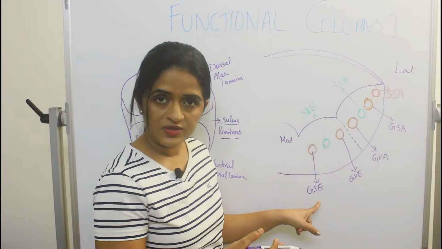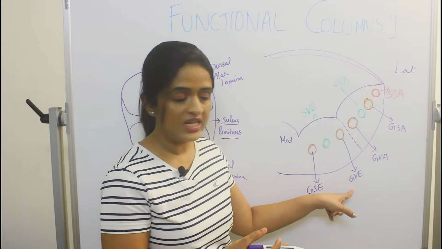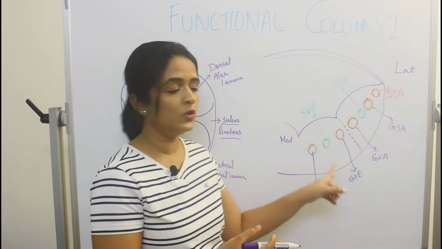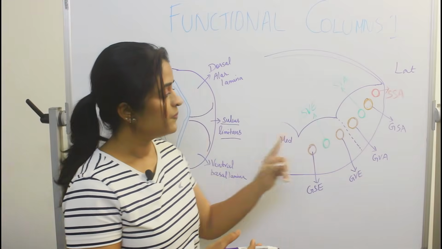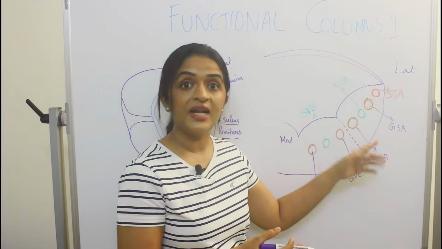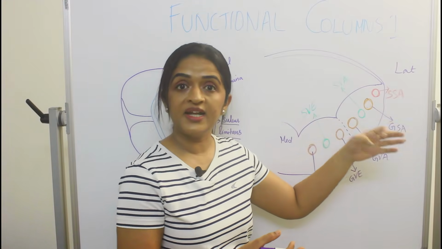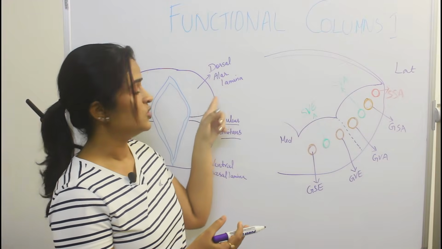So you have general somatic efferent, general visceral efferent. So these two belong to the ventral basal lamina. Then you have general visceral efferent and general somatic efferent, which belong to the alar lamina.